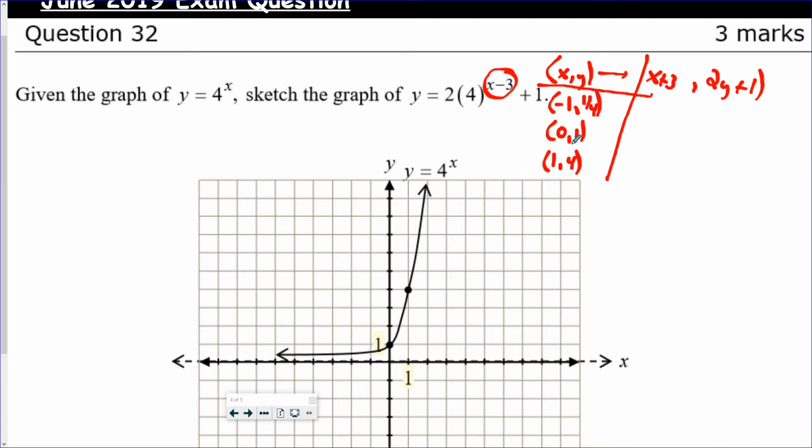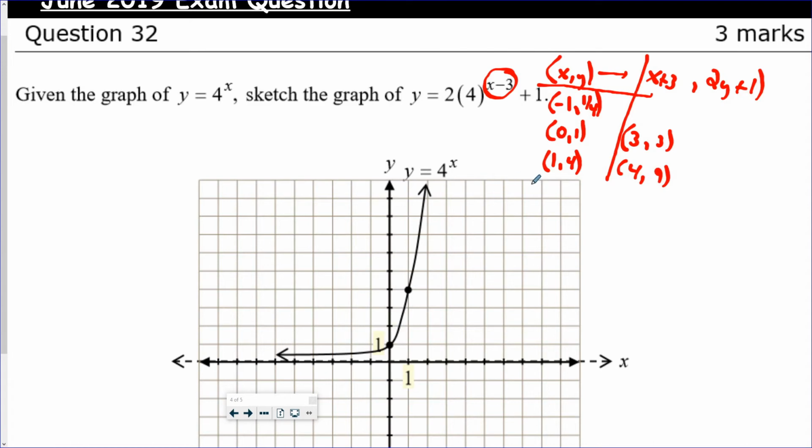So now I'm going to take these 2 easy points and transform them and see if I have enough to get a sketch. So the point with x equals 0 is going to go 0 plus 3, so I'm going to get 3. Then 1 times 2 is 2, plus 1 is 3. So that's a new point. And then the point 1 plus 3 gives me 4. And then 4 times 2 is 8, plus 1 is 9. So that's another point.